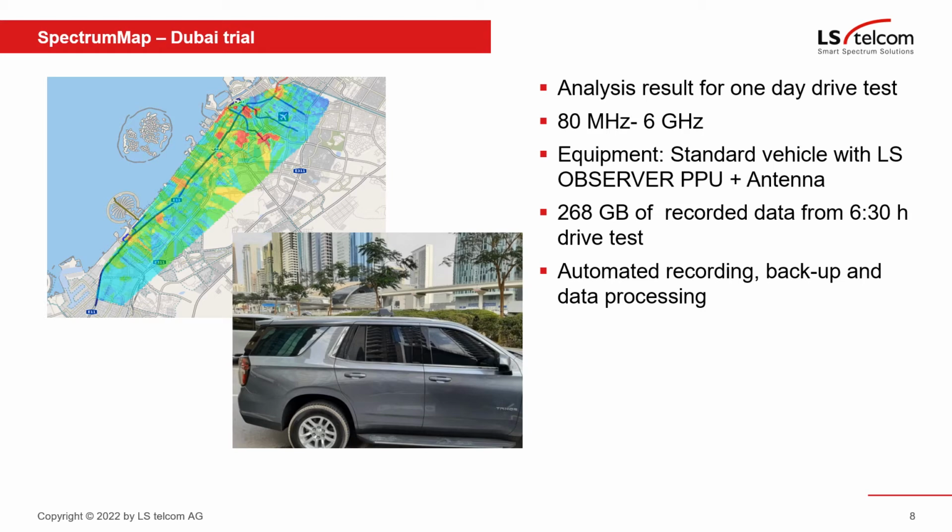The really innovative thing of this combination is once the vehicle has done its drive test, all the data is automatically backed up and transferred to a server, and the data is then deleted from the measurement unit to have enough storage again for the next measurement. And on the server, all the data is processed by Spectrum Map and then can be visualized on the browser by the operator.